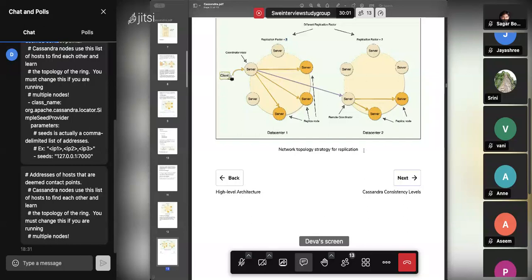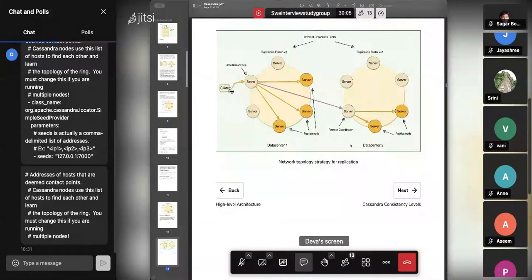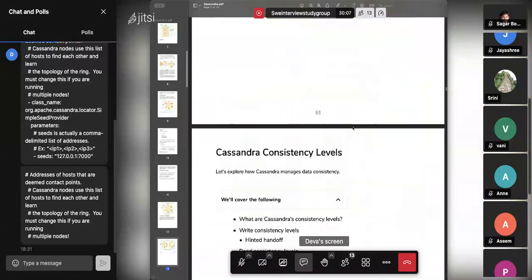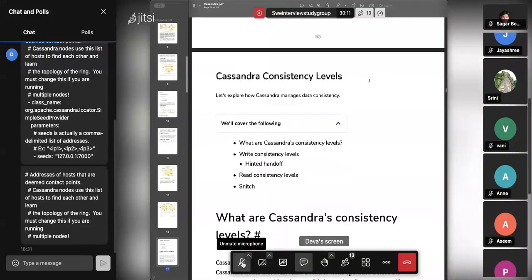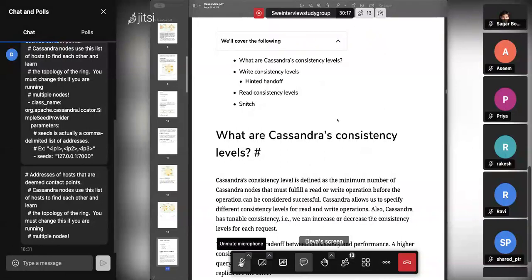Yeah. Any other question? I think if everybody is good, we can go to the next one. Consistency levels. So, Srini, you wanted to take it from here? Yeah, I can read it, but I'll have to leave by 7. Okay.